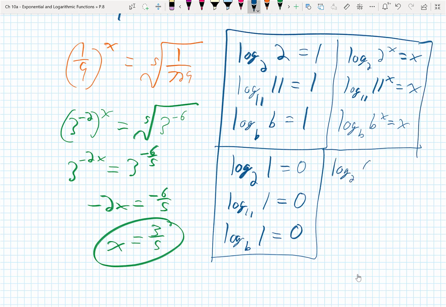Finally, log base 2 of 0. 2 to what power gives me 0? Undefined, doesn't exist. Log base 11 of 0. Log base b of 0. Undefined. It is impossible to take a base, raise it to a power, and make it 0. Bases themselves must be positive. We're going to work with that a lot on domain. Bases must be positive, and bases cannot be 0.